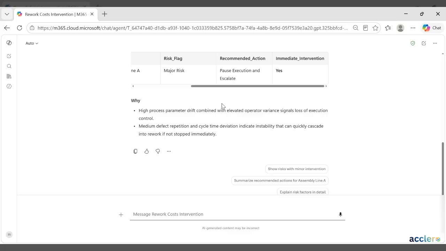So if the production continues without the correction, these deviations will rapidly translate into higher rework cost and downstream quality failure. So the rework costs are not reduced by fixing the defects faster but by preventing them earlier.